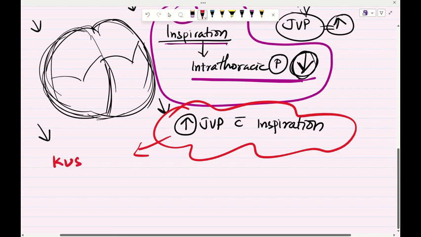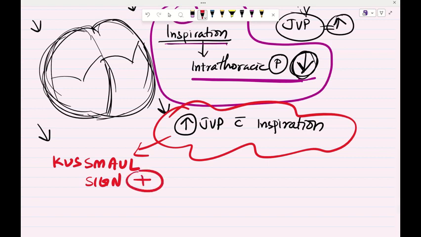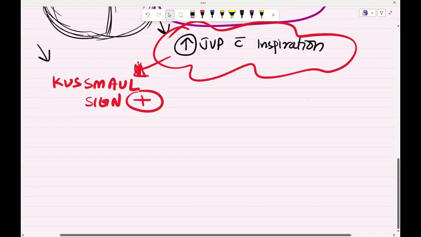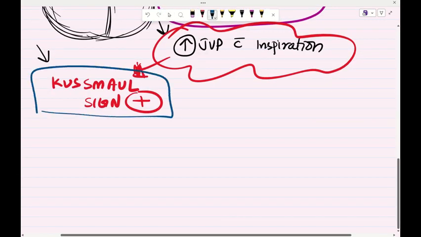You call this as Kussmaul sign. Kussmaul sign is positive in CCP, which is increased JVP during inspiration. Normally it should fall, but there is increase. So this is a sign which you get in this disease. So they might ask you what are the other conditions which can cause positive Kussmaul sign.